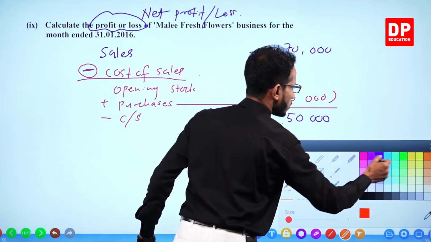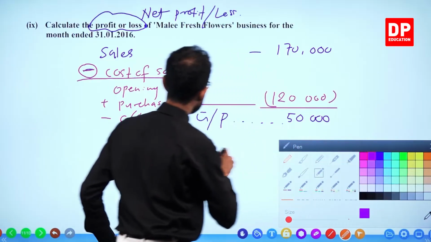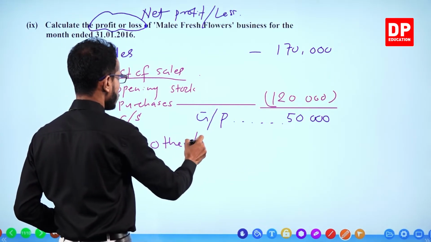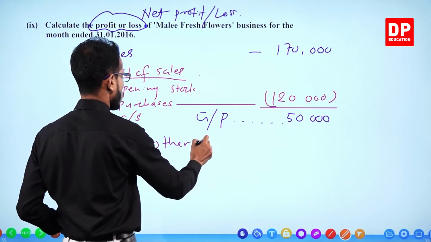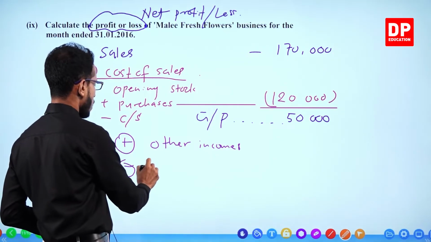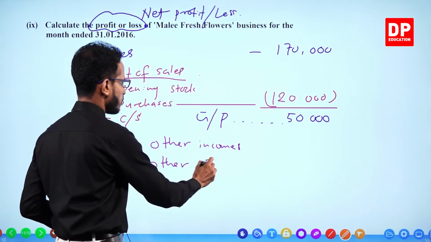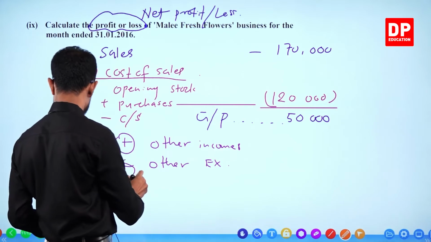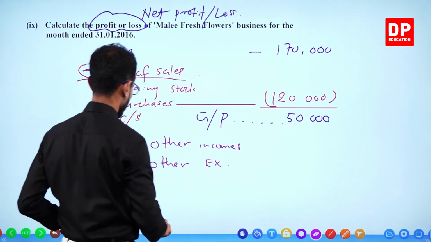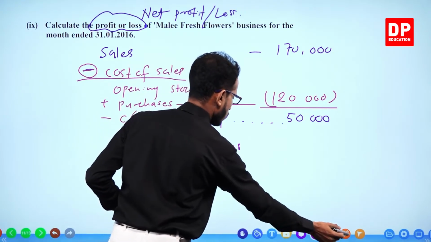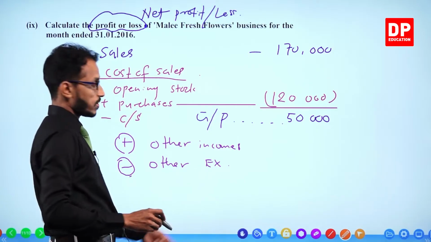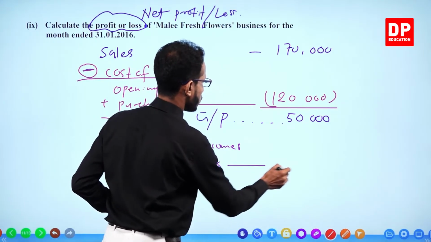Gross profit plus other incomes. We don't have other incomes. Minus other expenses. Minus other expenses, right? Other expenses, how much?